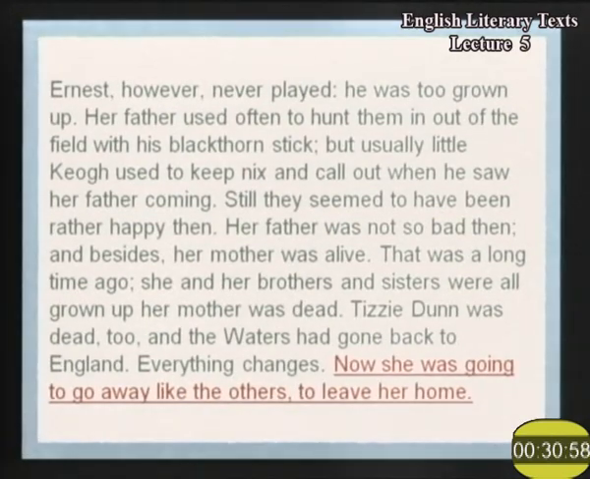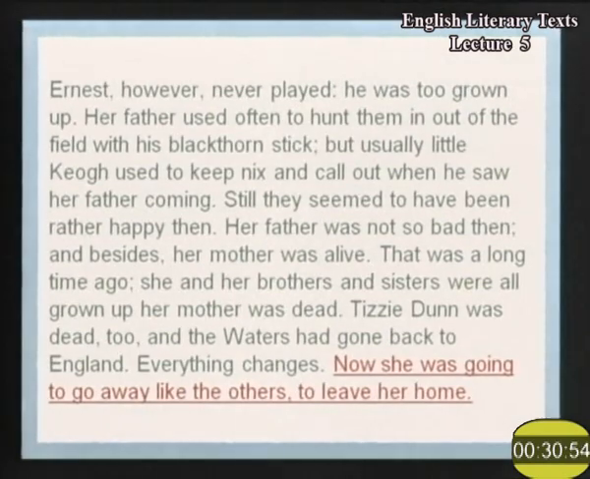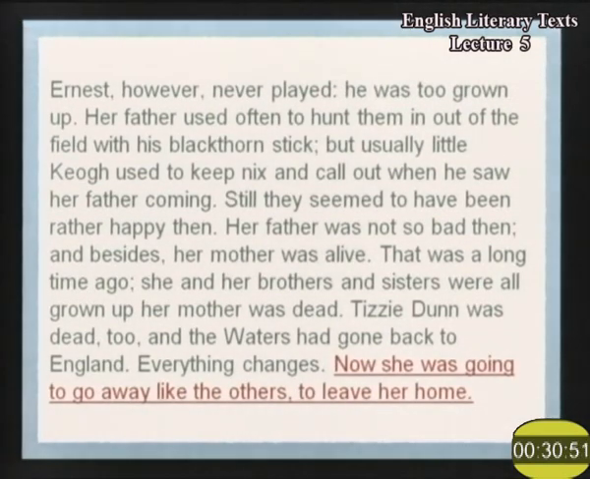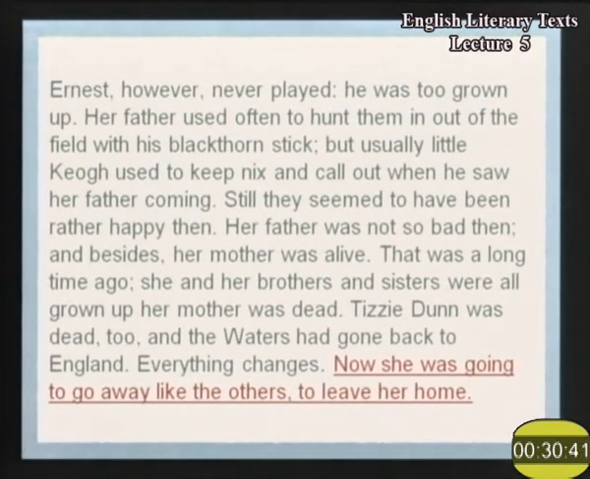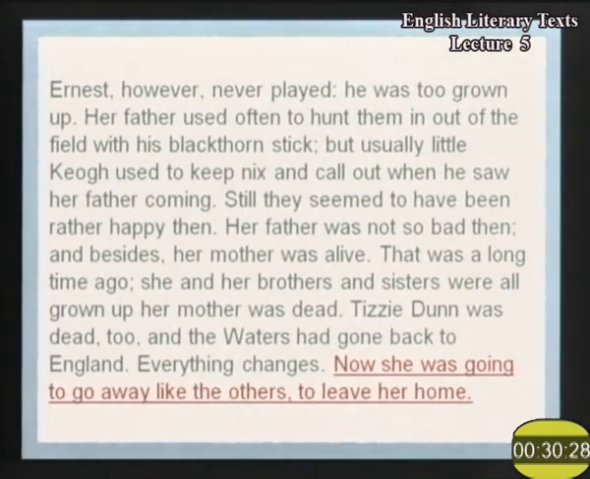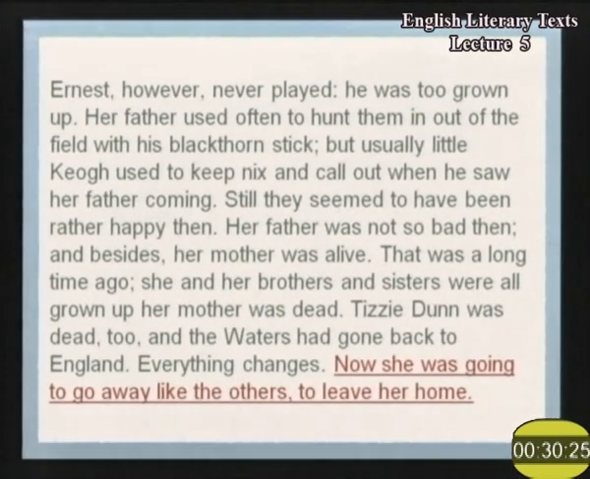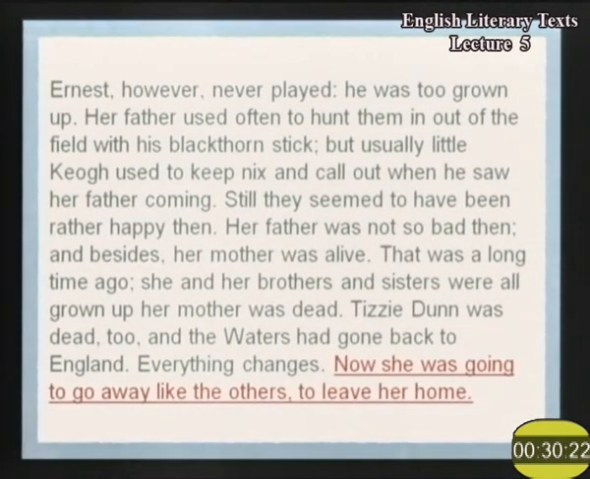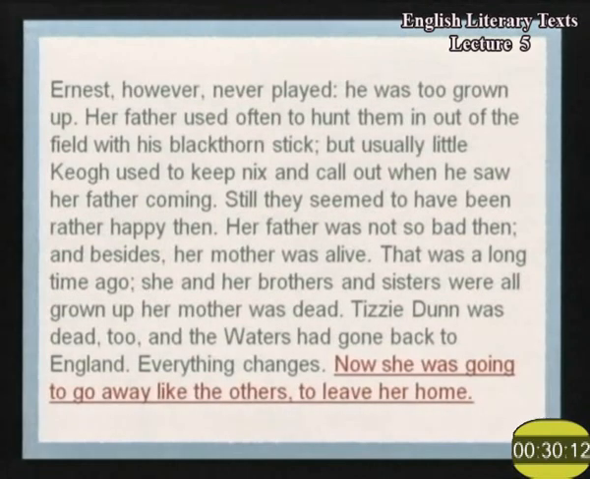In the next paragraph, the problem is introduced for the first time when Evelyn is thinking about all the changes that are happening in her neighborhood and at her home. And at the last line, the narrator tells us, "Now she was going to go away like the others, to leave her home." And here the problem is introduced, and we know that we have a conflict. The conflict is inside Evelyn, who is leaving her home and is apparently not very happy, to say the least.